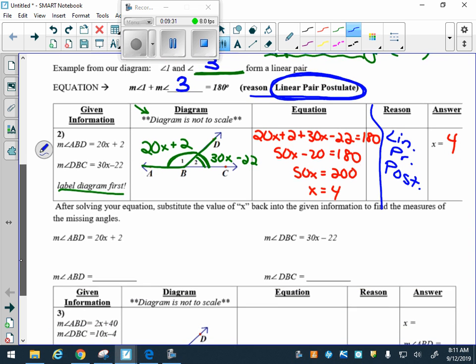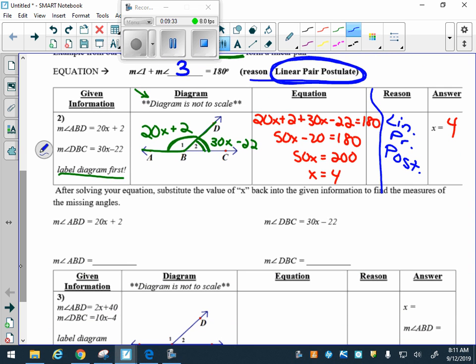Okay, so sometimes once you get your answer for x, they're going to ask you to find the actual angle measures, and then you're just going to plug your x value back in. So they ask us for the measure of angle ABD. We know that's 20x plus 2, and now we know x is 4 from our answer. We just plug that right in there. So 20 times 4 plus 2, 82. And then we're going to want to do the same thing here. Plug it in.